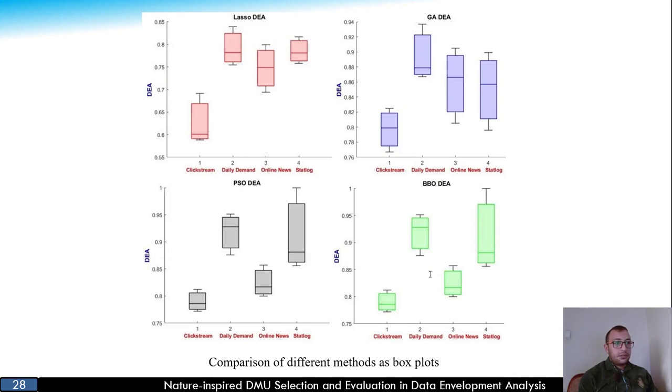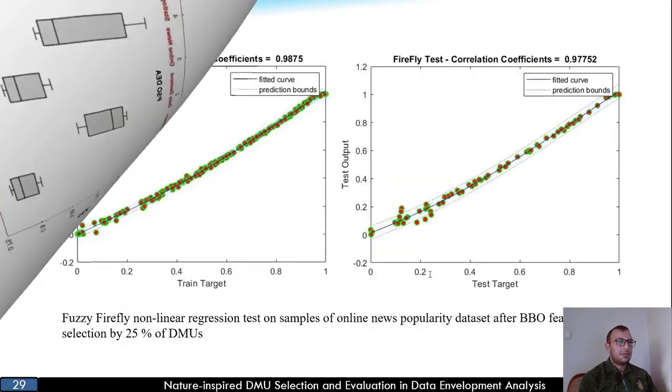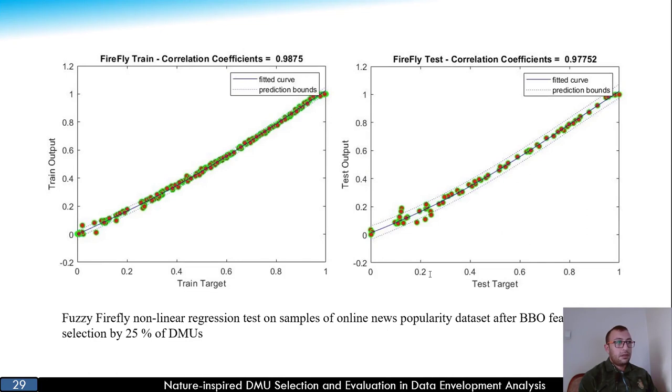Here we can see a comparison of different methods as a box plot. The x-axis presents datasets, and the y-axis presents the DEA value for GA, PSO, LASSO, and BBO. Here we can see the fuzzy firefly nonlinear regression test on samples of the online news popularity dataset after BBO feature selection by rank number 1 or 25%. The left figure shows the firefly train and fuzzy firefly train, and the right shows fuzzy firefly test, and their related correlation coefficient values after the experiment.